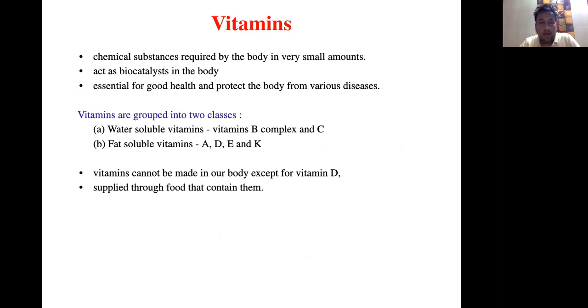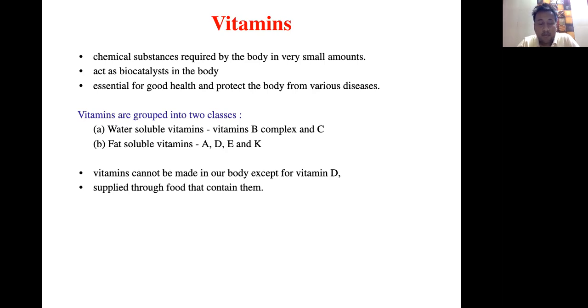Moving on, the first one in the micronutrient category is the vitamins. Vitamins are the chemical substances which are required in the body in very small amounts. That's why they are known as micronutrients. These act as biocatalysts in the body and are very essential for good health and protect the body from various diseases. So vitamins derived their name from the word vital. Vital means necessary. So these are nutrients which are very necessary. Those are known as vitamins.